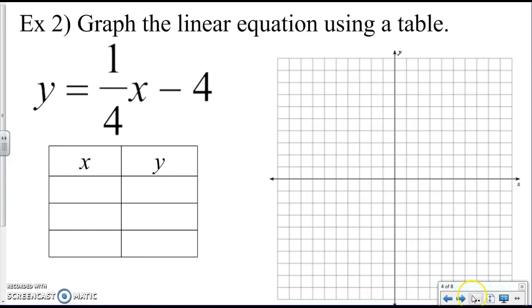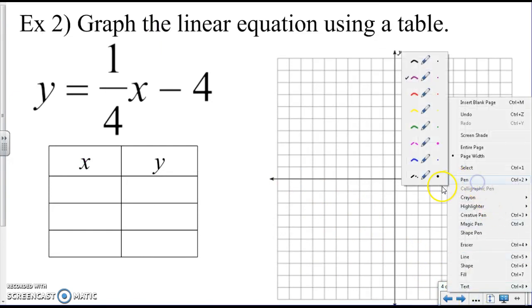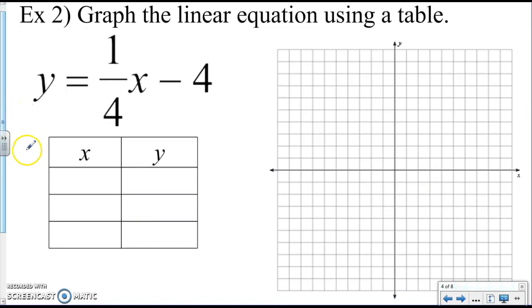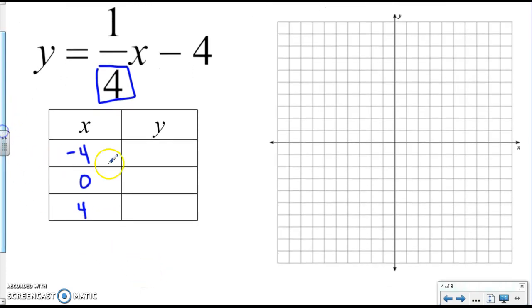So notice here we actually have a fraction in this problem. So I could still pick negative 1, 0, and 1 to plug in, but because I have a fraction, those are going to end up possibly giving me a fraction for an answer. Not always the easiest to graph. So instead, I'm going to look at this denominator here and use that. So instead of doing negative 1, I'm going to do negative 4. Still like to do 0, and then I'm also going to do positive 4.